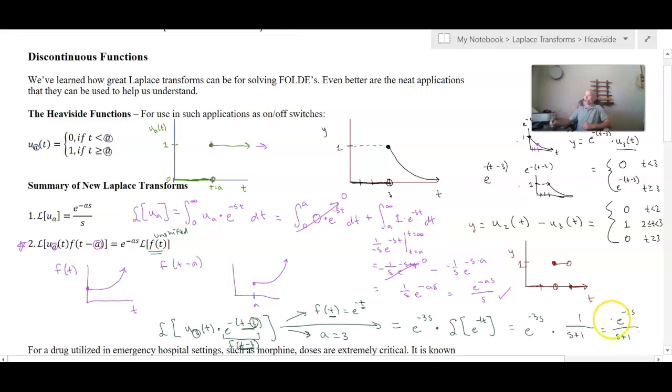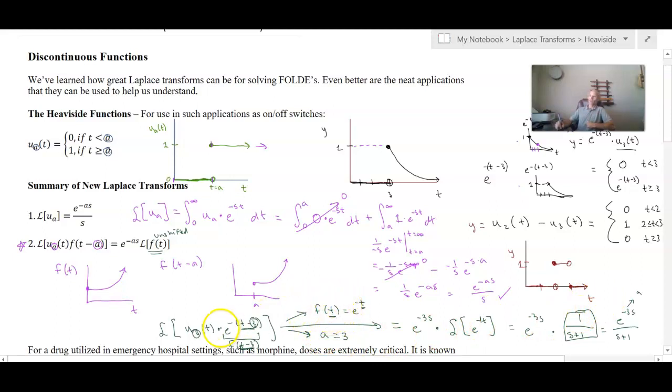Just as a key point, when you're working backwards, you're inverting. If you see the e to the negative as in there, and there's something else that it's being divided by or multiplied by, inevitably that's going to mean you want to work backwards. So if I saw e to the negative 3s, first of all, that would tell me my a is 3. And then 1 over s plus 1. Oh, hey, that's e to the negative t. So that would identify my f of t.